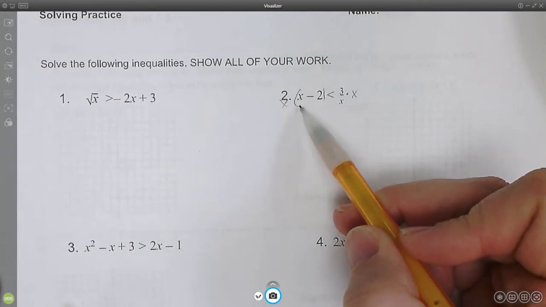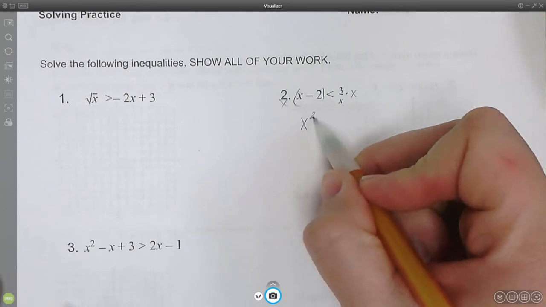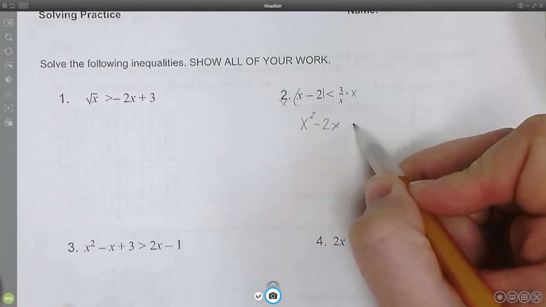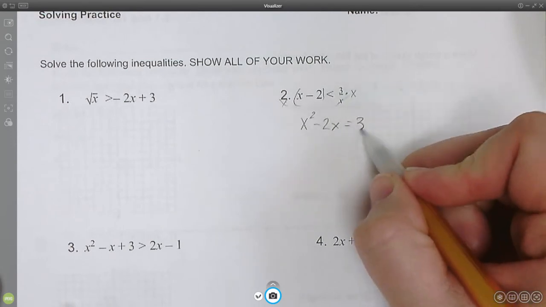Notice how I have to put parentheses around this side. So I'm going to take this x and distribute it. So you're going to have x squared minus 2x. I'm just going to change it to an equal sign now. These two things will cross out, equals 3.